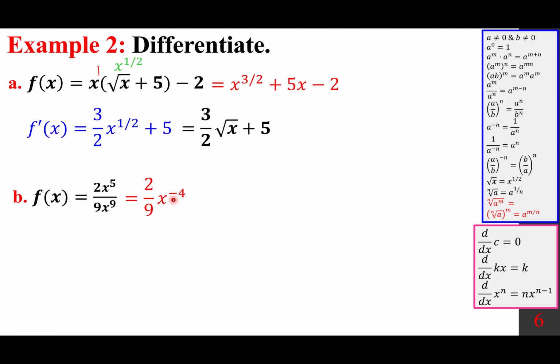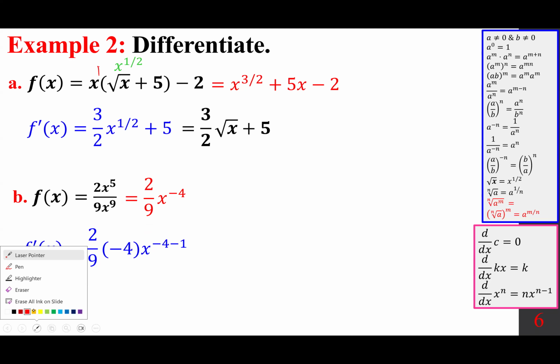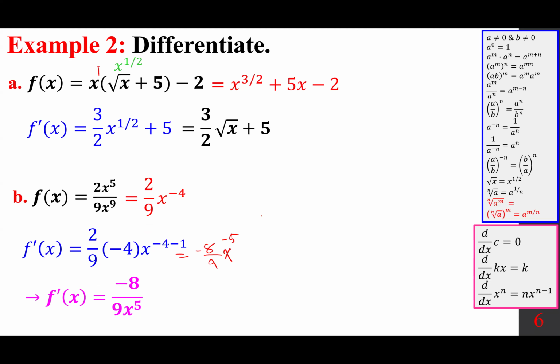So according to the power rule, 2 over 9 times negative 4, x to the power of negative 4 minus 1. So this is negative 8 over 9. And this is x to the power minus 5. And according to the negative exponent rules here, if you have a negative exponent, you can take it down, make it positive. If it's negative down there, bring it up. So take it down, make it positive: negative 8 over 9 x to the power of 5.